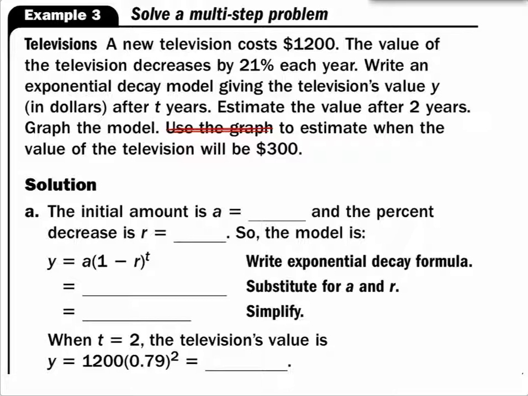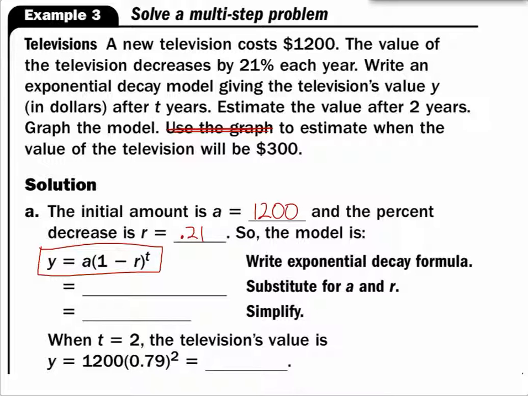But here we go. So the initial amount is A equals $1,200, since the television cost that originally. And the percent decrease R equals 0.21, since it's going down 21%. Remember, none of this business about using percents. You use the decimal version of the percent. So the model is y equals A times (1 minus R) to the t. Totally an important general formula right there. We saw the same thing last time with (1 plus R) to the t. Now for this one, (1 minus R) to the t.